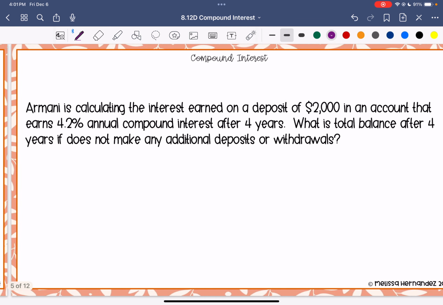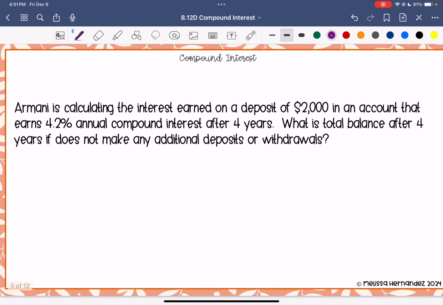All right, let's get started. Armani is calculating the interest earned on a deposit of $2,000 in an account that earns 4.2% annual compound interest after 4 years. What will be the total balance, which is why I say A should become B in the formula, after 4 years if he doesn't make any additional deposits or withdrawals? Deposits meaning add to it, withdrawal means taking it out.